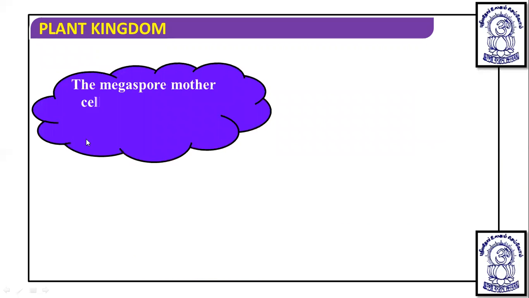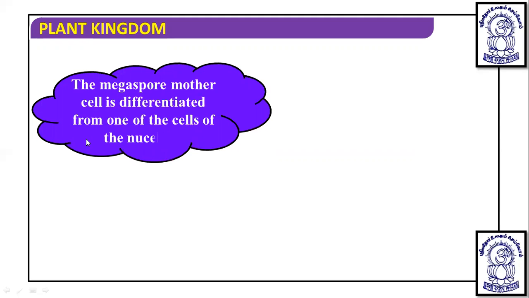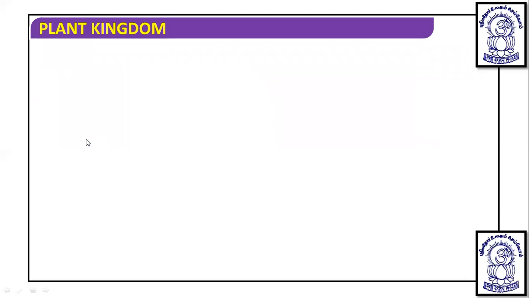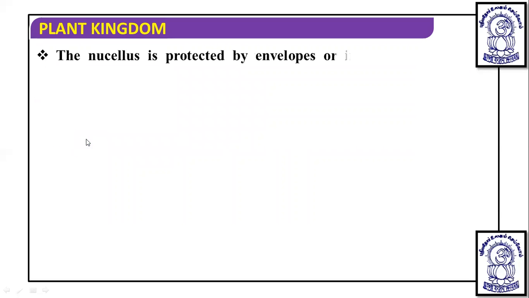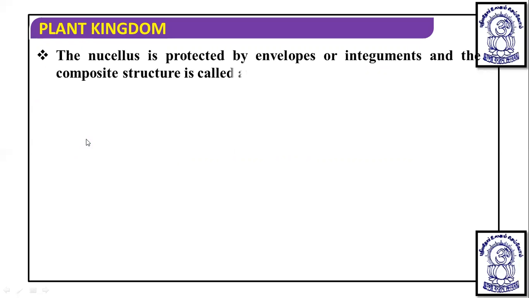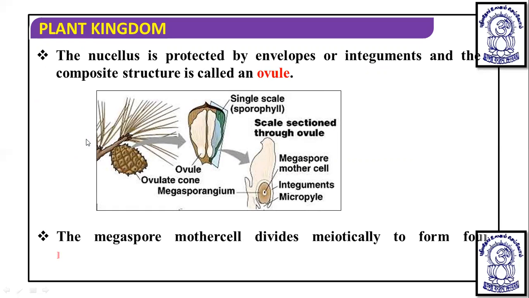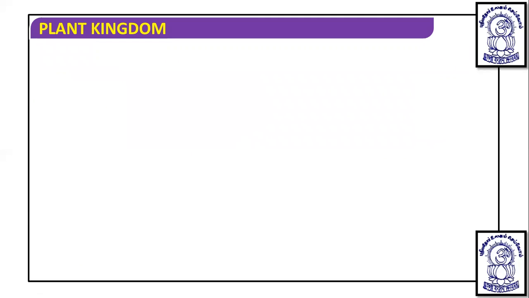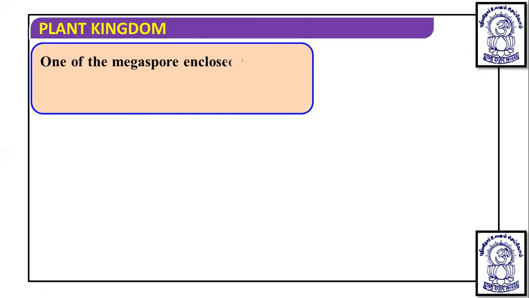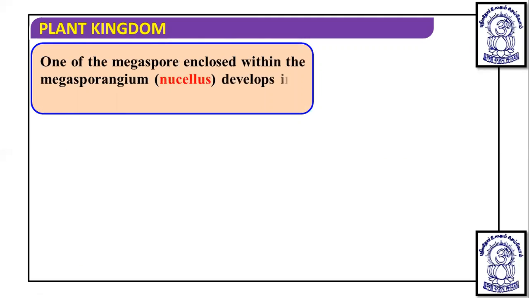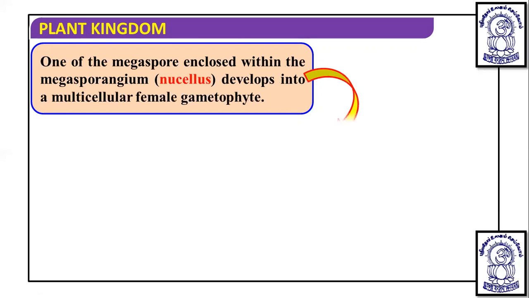Now, the megaspore mother cell is differentiated from one of the cells of the nucellus. And the nucellus cell will form a megaspore mother cell. And the nucellus is protected by an envelope or integument, and the composite structure is called an ovule. Okay, the megaspore mother cell divides meiotically to form the megaspore that we have discussed in the life cycle. So one of the megaspores enclosed within the megasporangium develops into the multicellular female gametophyte.